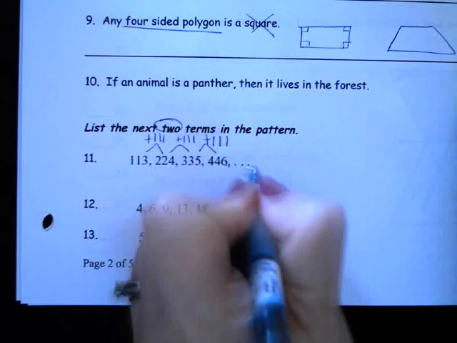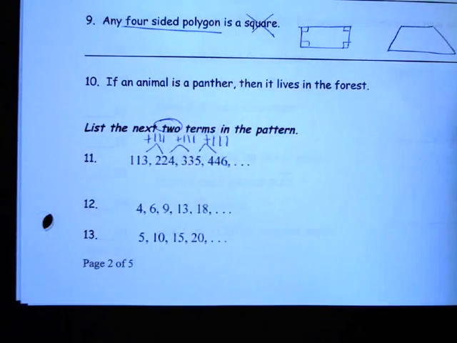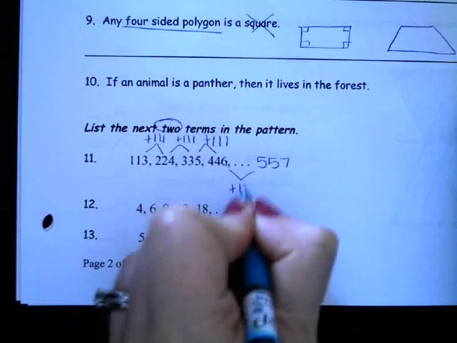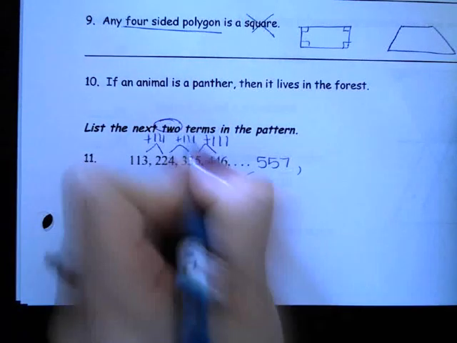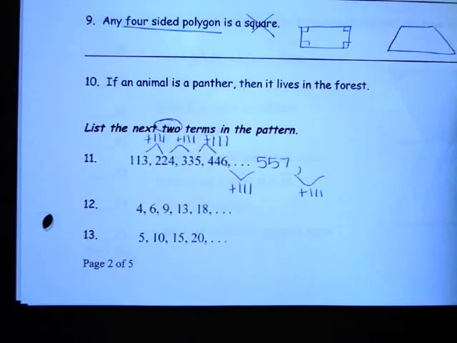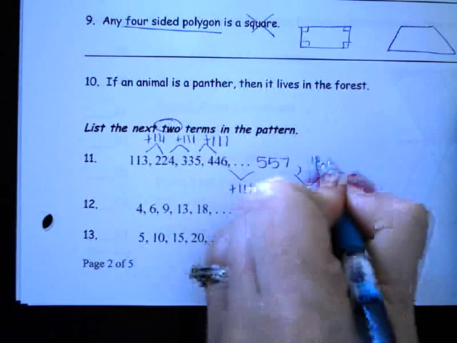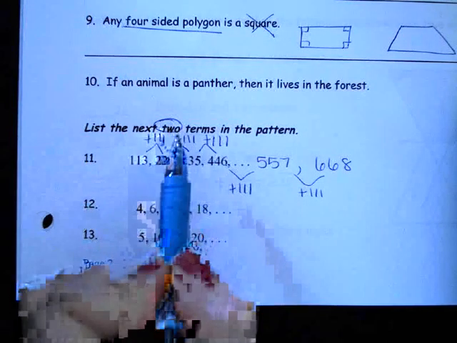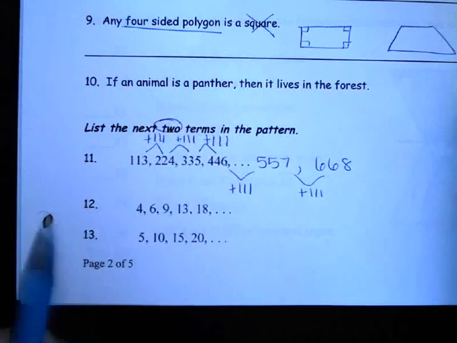The next term would be 446 plus 111, which is 557. So I added 111 there. And then I want another term, because we want the next 2 terms, so I'm going to add another 111. And that gives me 668. Make sure you read the directions to determine if we want the next term or the next 2 terms.